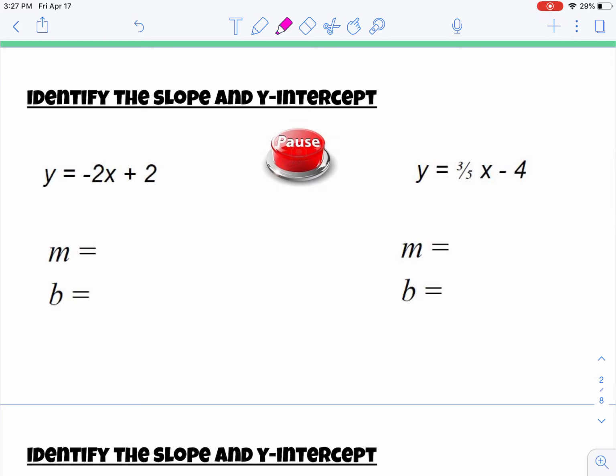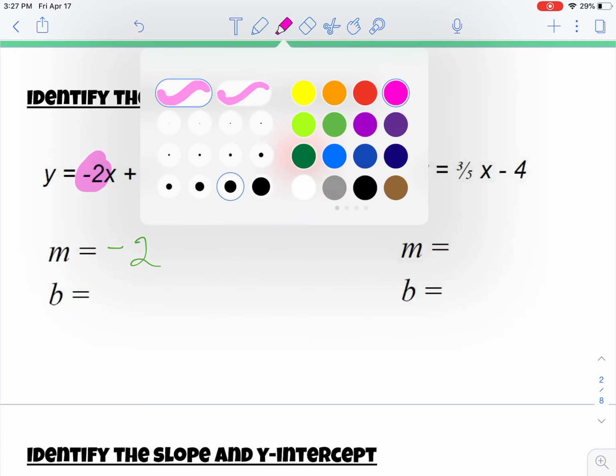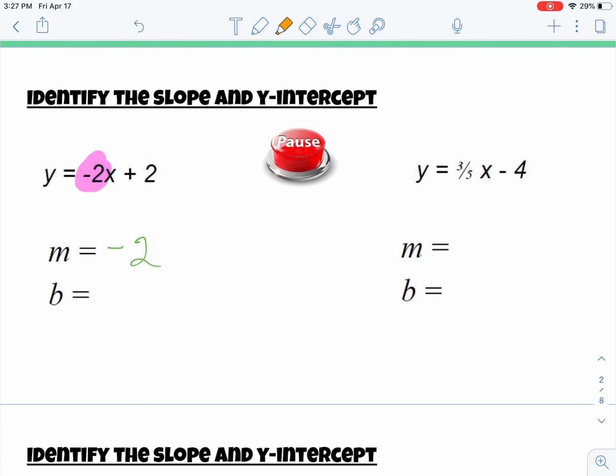First off, let's talk about the slope. So the slope sits beside the x, and it's only the number. So in this case, the slope is -2. Now, when I want to talk about the y-intercept, I am talking about just the number that's solo. It's by itself, and notice that I highlighted this symbol out front because that tells me whether it's going to be negative or positive. And in this case, it is positive.